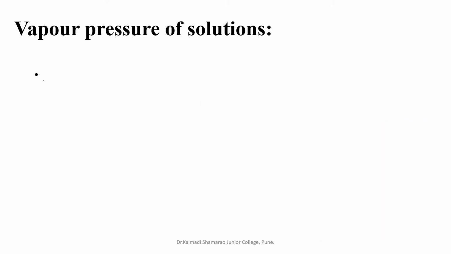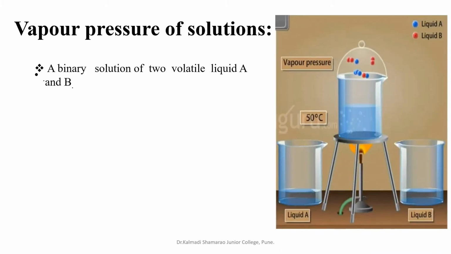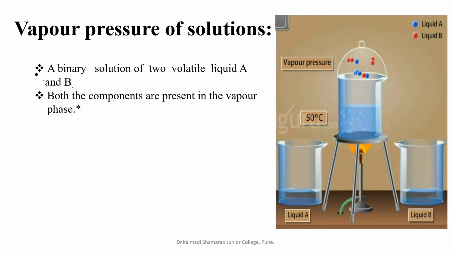Vapor pressure of solution. Consider a binary solution of two volatile liquids A and B. When the solution is placed in a closed container, both the liquids vaporize. Eventually, an equilibrium is established between vapor and liquid phases. Both the components are present in the vapor phase. Pressure exerted by each component in equilibrium with solution is called the vapor pressure of that component.